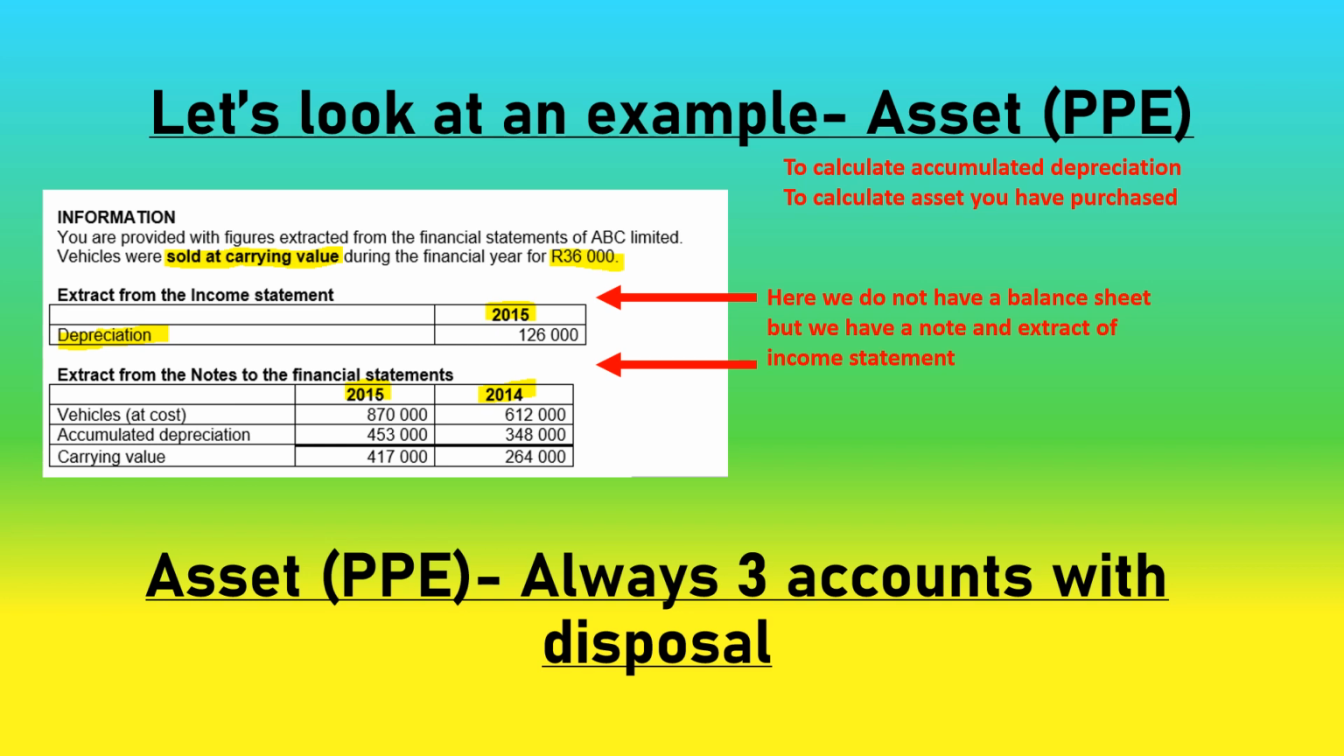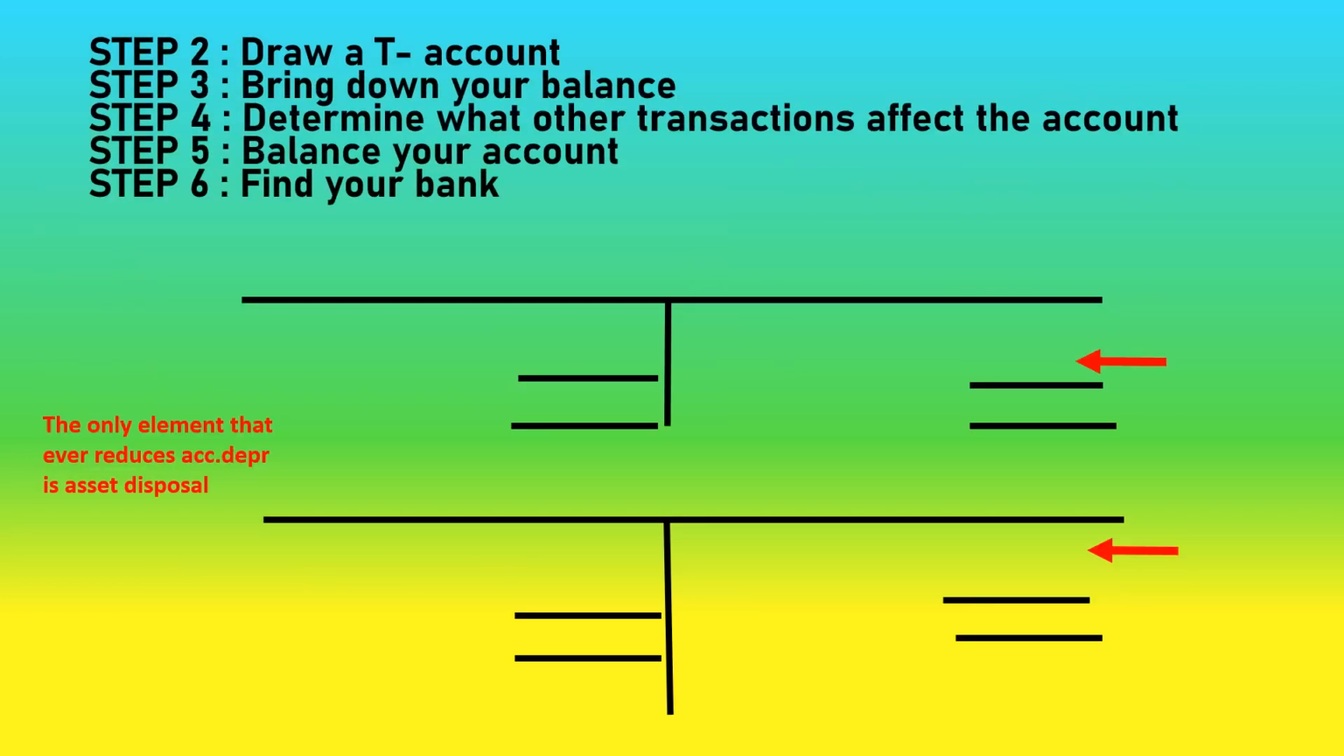Once again, in this example, we do not have a balance sheet, but we have a note and an extract of an income statement. We will follow the same 6 steps we've previously followed to determine our note and our cash flow value. With this example, I've already done step 1 in my previous slide where I've highlighted what's current year and what's prior year. That makes me conscious to make sure I put the amounts in the right side of the accounts. Step number 2, draw a T account. I've drawn my T accounts. Step number 3, I'm going to bring down my balances.